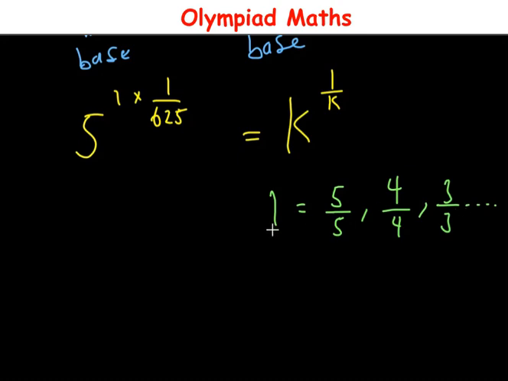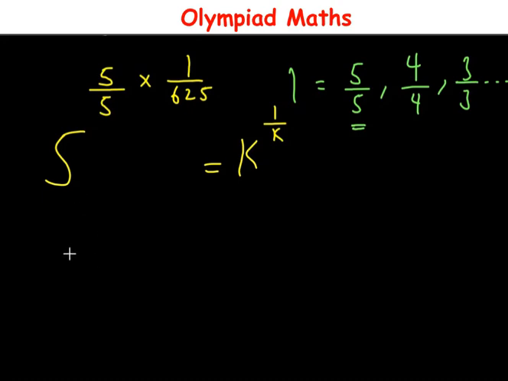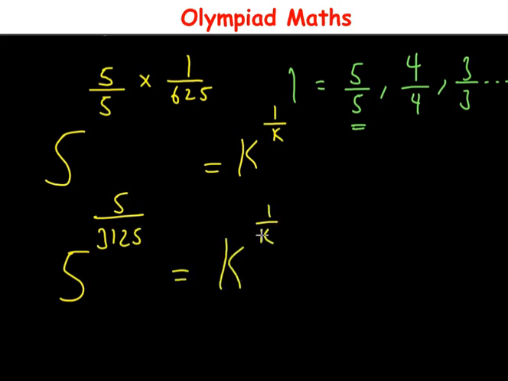So in this case, in place of 1, we'll bring in 5 over 5 to replace 1 right here, such that this then becomes 5 raised to power 5 over 5 to replace 1, then times 1 over 625 is equal to k raised to power 1 over k. So from here, 5 raised to power 5 times 1 is 5 over 5 times 625 will give us 3125 is equal to k raised to power 1 over k.